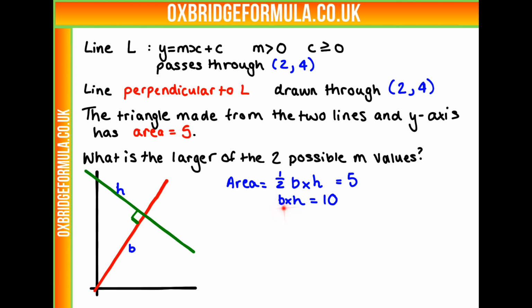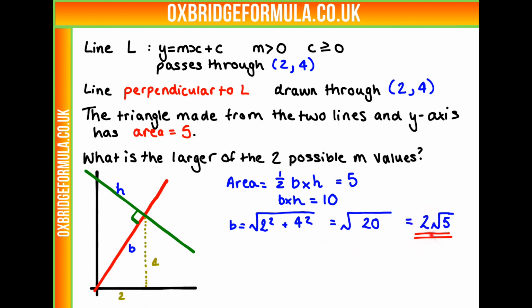Now, can we work out what our base and our height are? Well, yes, we can. Let's start with our easiest one, which is going to be our base. How do we work out what this is? Well, we know the point of intersection between the two is (2, 4). So we know that this triangle we can make here is going to be 2 along the bottom and 4 up. We've made ourselves a right angled triangle, and so we can use Pythagoras. So b is going to be the square root of 2 squared plus 4 squared, or the square root of 20, or 2 root 5.